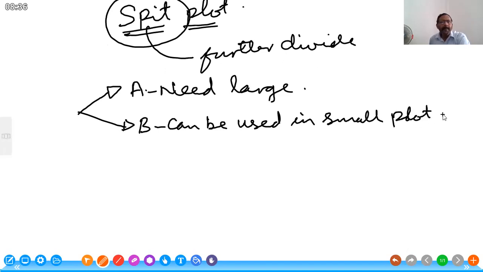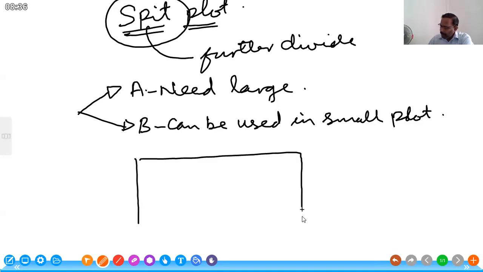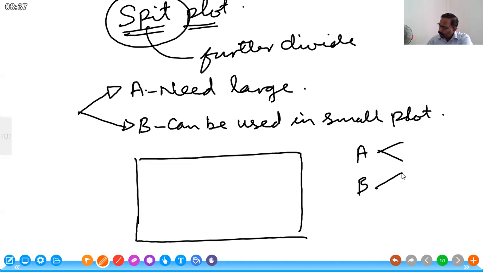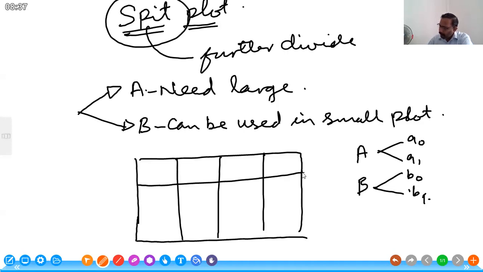You see, earlier in a factorial experiment, can you remember? Let's say factor A has 2 levels, factor B has 2 levels, A0, A1, B0, B1, we have already seen, right? If you go for RCBD, I will give one setup: A0 B0, A0 B1, A1 B0, A1 B1.